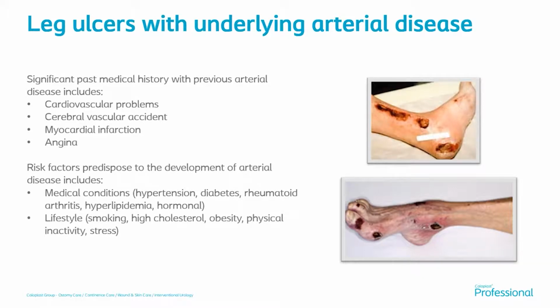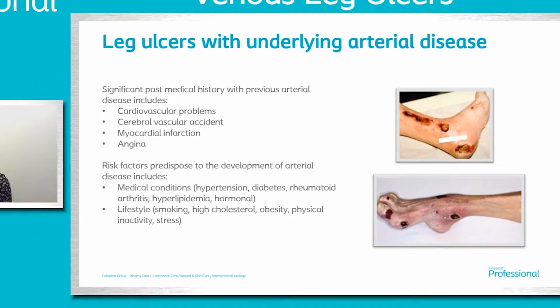There are certain risk factors which predispose somebody to the development of an arterial ulcer, and they could be medications, medical conditions and hypertension, diabetes, rheumatoid arthritis. It could be a hormonal issue. Lifestyle and lifestyle choices. Are they obese? Are they physically fit? Or do they have periods of complete inactivity? Stress is a contributing factor, and high cholesterol, smoking. So all things that we need to take into account as part of our holistic assessment of somebody.